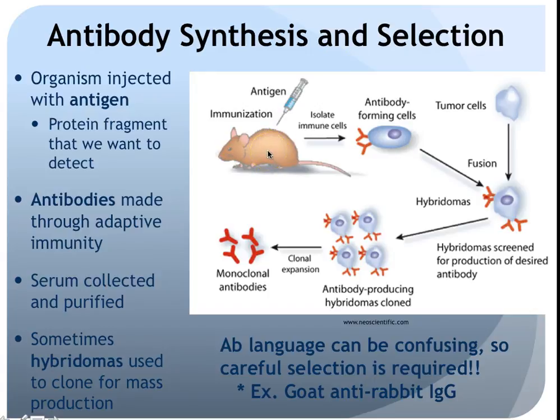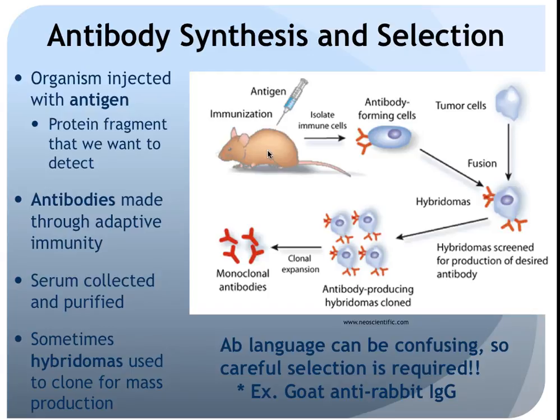It's non-self, and the mouse is going to mount antibodies against it. Some time is given for that animal to mount the immune response and start producing lots of antibodies. So those B cells differentiate into a specific type of antibody-making cell called a plasma cell. The plasma cells are the ones that make lots of antibody.